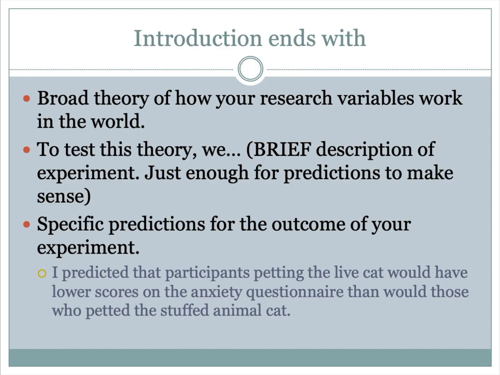If the world works in a way that for most people, touching a cat lowers anxiety, then having people pet a cat and giving them a questionnaire about anxiety, we should see that those who petted a real cat have lower anxiety than those just touching a stuffed animal. At least there's some logic to your methodology and some logic to your predictions. So that's why we always give both a broad theory of how we think the research variables work in the real world, as well as those specific predictions for our research outcome. And we mention, here's how we're going to do an experiment, right?